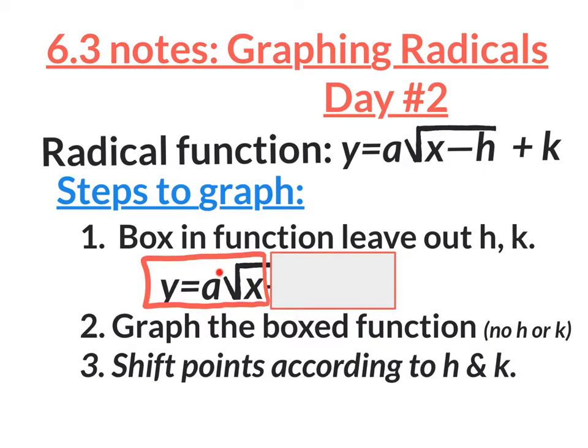We box this in, and what do we do with this? We graph the boxed function. So how would we graph this? You make an xy table, plug in some nice perfect square values that you could do the square root of, and then multiply whatever numbers out here with your answer. That way you get nice inputs and outputs. And then once you graph the boxed function, step 3 says shift your points according to h and k.